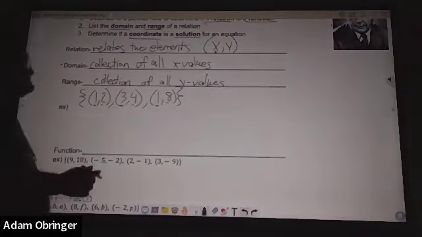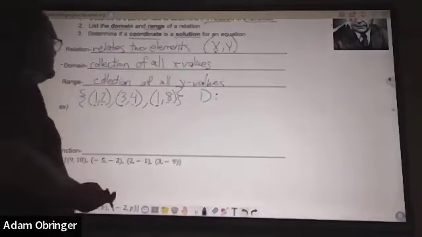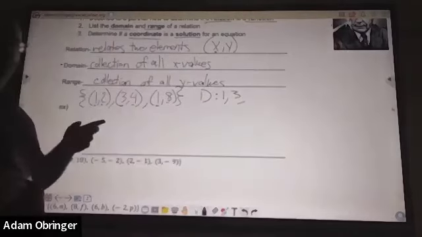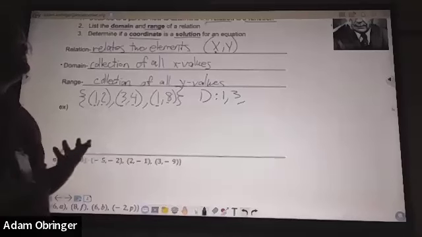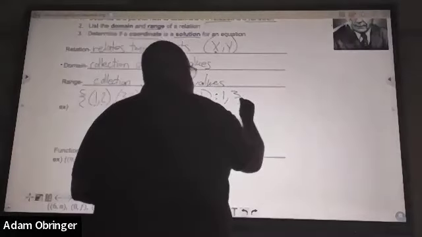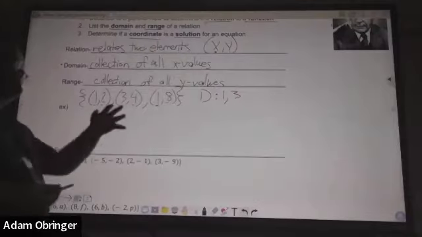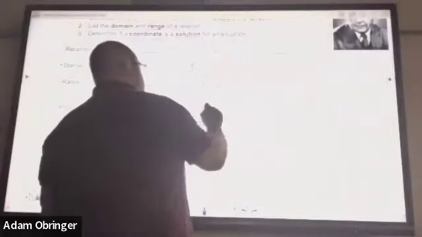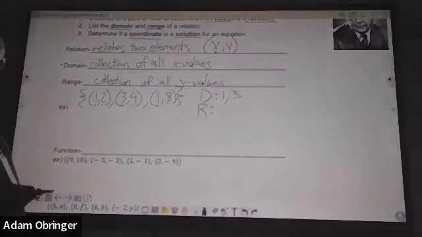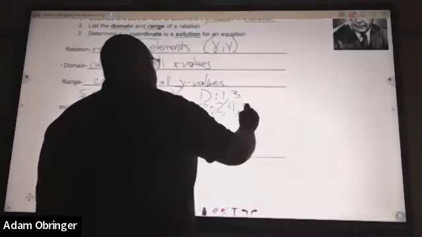So if I was to list these, I would have my domain, and I just use a capital D to represent domain, of 1, then 3, and then another 1. If you think about building a list, when you have something repeating on a list, you just don't bother writing it again. So in fact, I'm just going to get rid of my comma there. It's just the numbers 1 and 3. Range works the same way. With the range, I am picking out the y values. So I have a 2, I have a 4, and I have an 8.